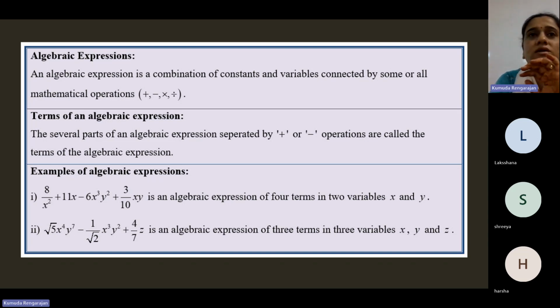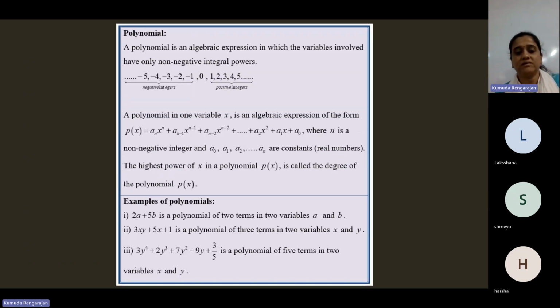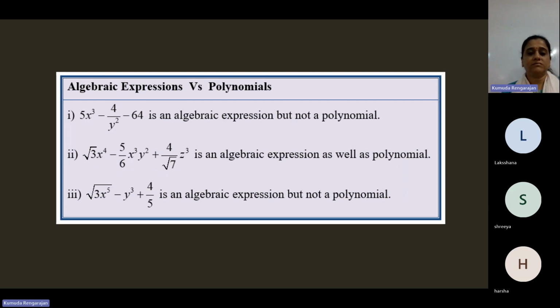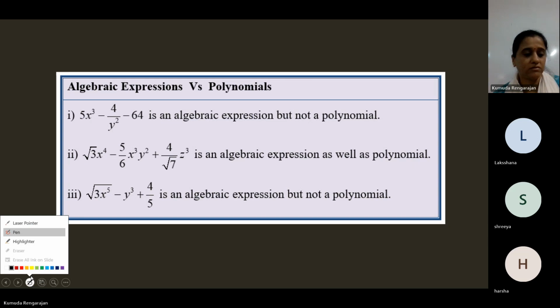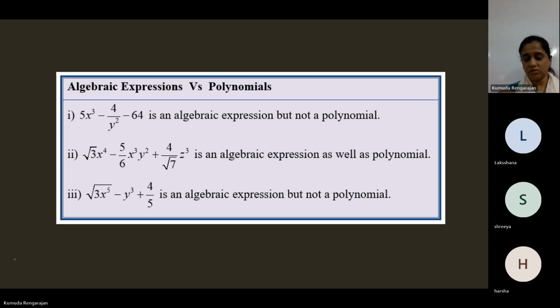A polynomial is not an algebraic expression with many terms. No, no, no. An algebraic expression in which the variables involved have whole numbers as their powers is a polynomial. Okay, so that's about a polynomial. That's what is in this slide. So this also you can help yourself. Let's go through the three examples.